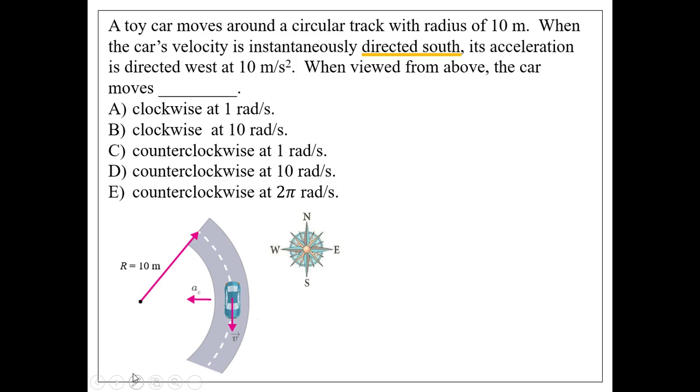So I can cross out like 3 answer choices. I can cross out C because this is counterclockwise. It doesn't match with the information given. When the velocity is directed south, and then the acceleration is west, which matches this diagram, that suggests that the car is moving in a clockwise direction, not counterclockwise. So I can cross out C, D, and E. Now I'm left with A and B then, right? Because it's moving clockwise. So how do I do this?